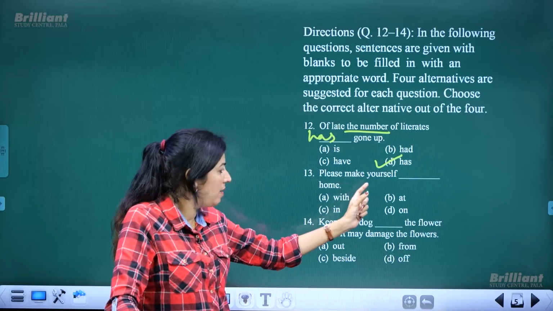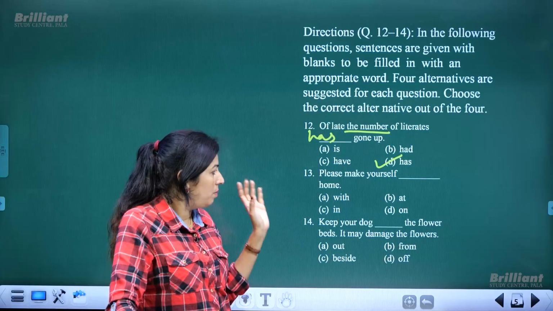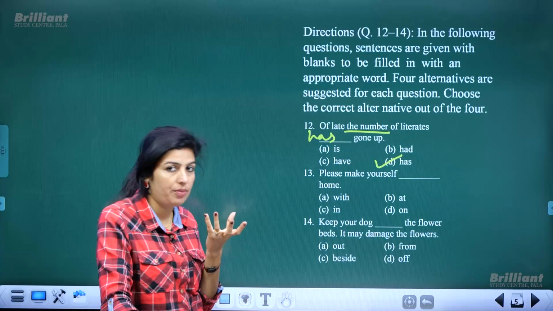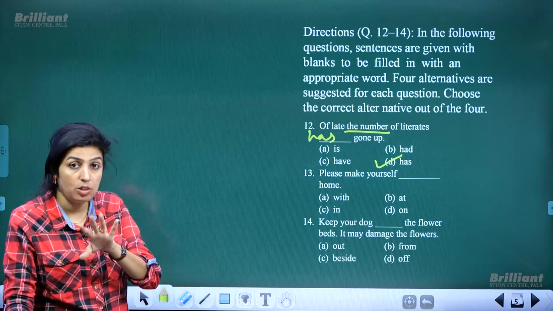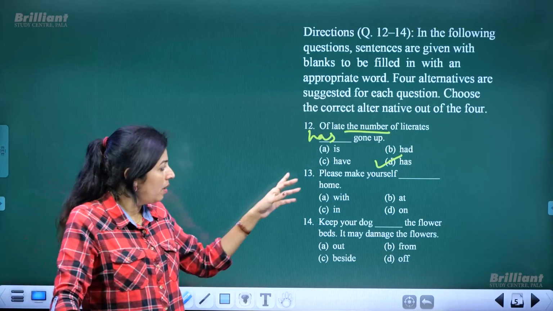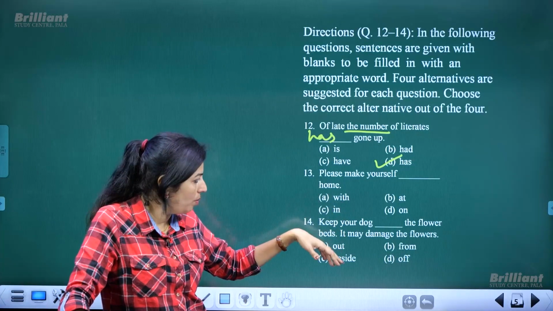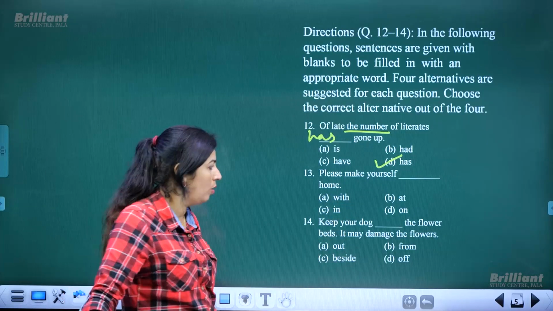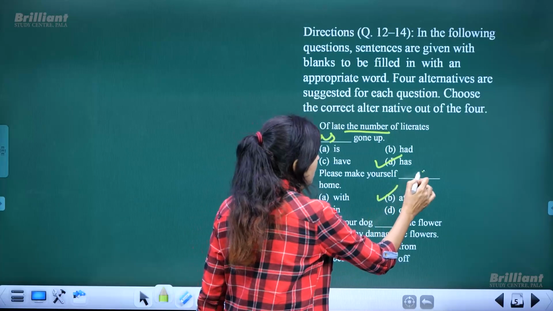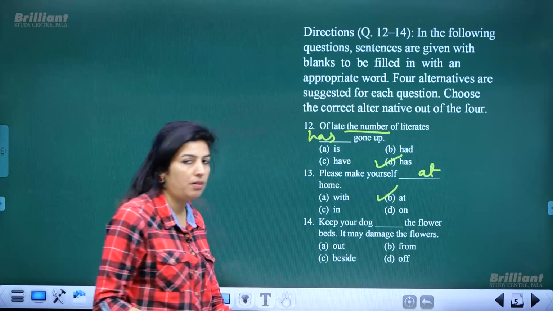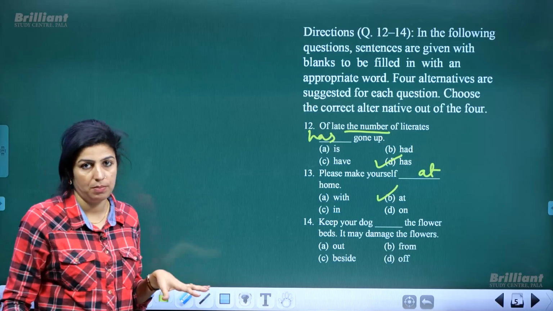Then, please make yourself blank home. Please make yourself, it's actually a phrase which means to feel comfortable. Okay, please make yourself, is it with home, at home, in home, on home? It's at home, it's a phrase. At home means please feel comfortable.